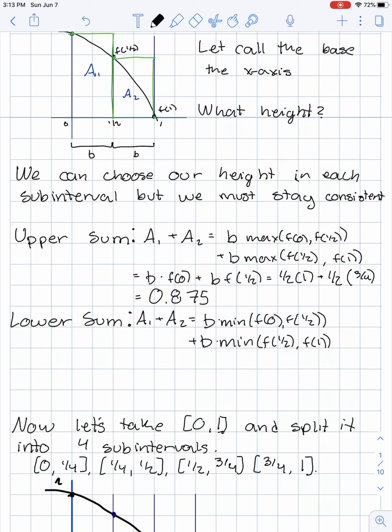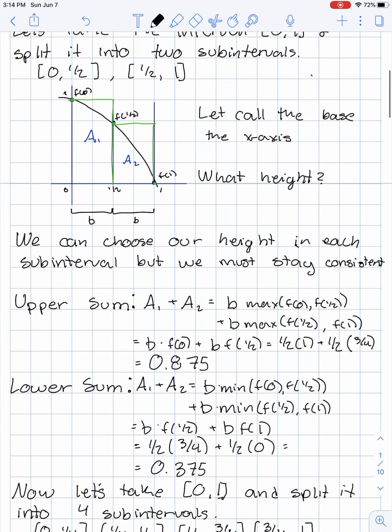So with the lower sum, b times f of 1/2 plus b times f of 1, which is going to equal 1/2 times 3/4 plus 1/2 times 0, which equals 3/8, which is 0.375.